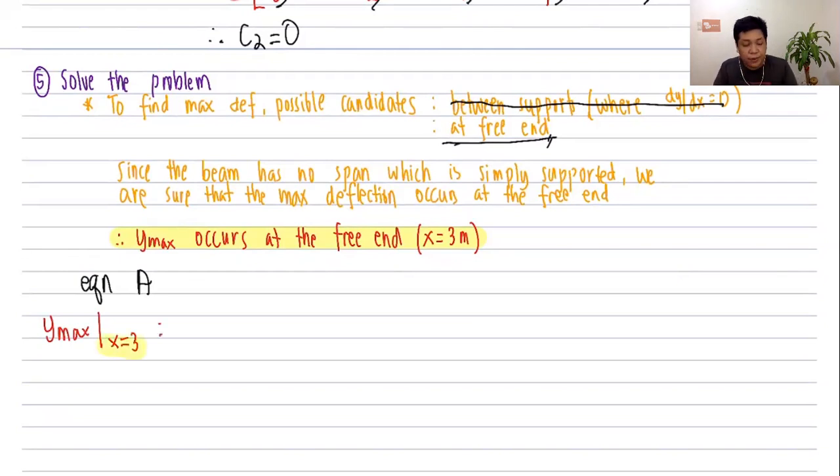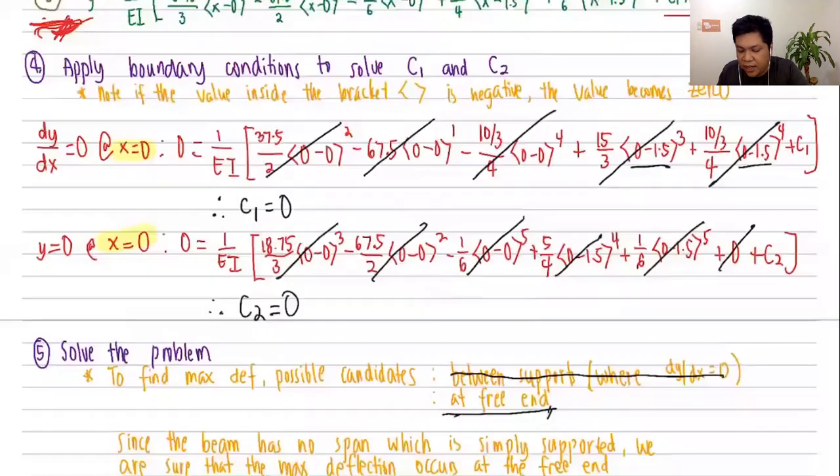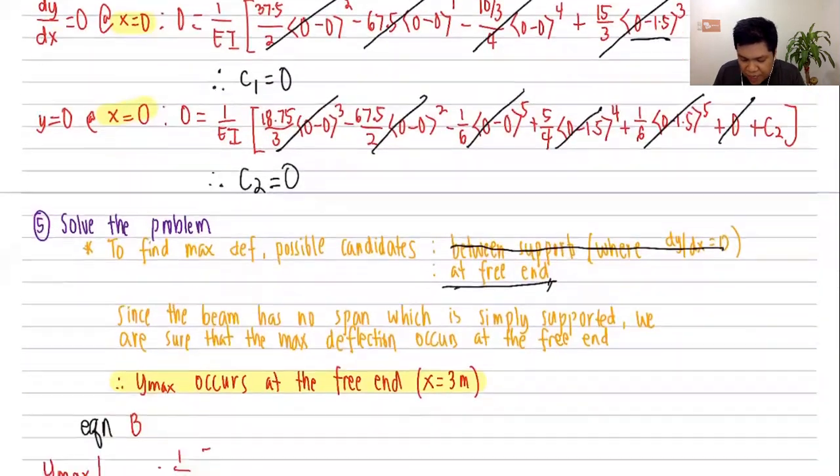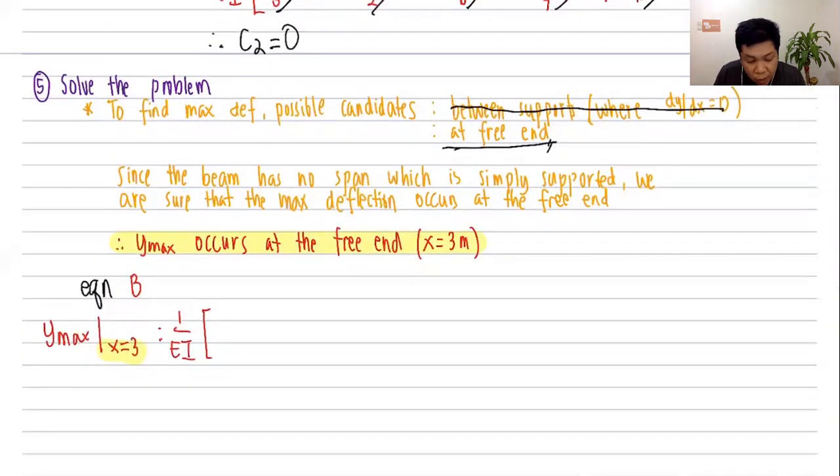So I'll just copy the equation, but I'll substitute the value of 3 to the variable x. So from equation, not equation A, it's equation B. Apologies. Equation B, where I am using the equation for deflection. So equation B, I'll just copy everything. That's 1 over EI, 18.75 all over 3. I'll just copy but substitute the value of 3 to x.